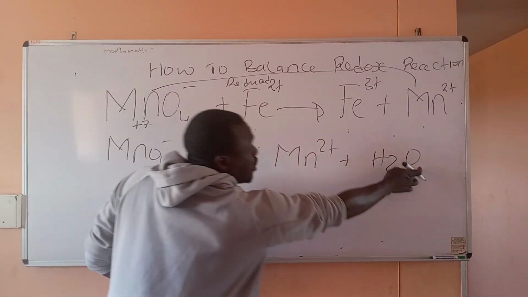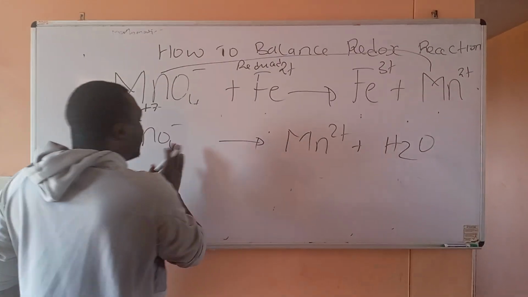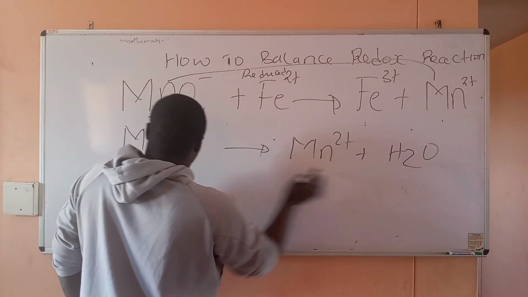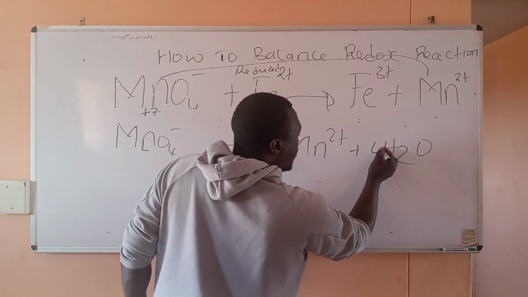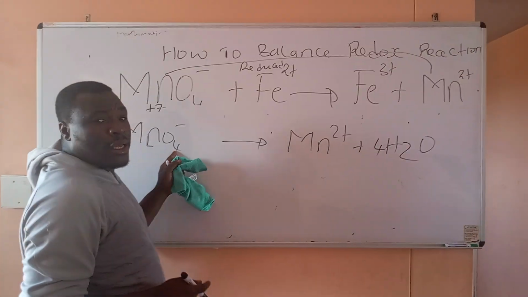Because I've added water, I've already added oxygen and hydrogen. So something is also wrong. Let's balance it as our normal equation. Manganese 1, 1, oxygen 4, and 1. So we put 4 here. Now we have balanced oxygen.